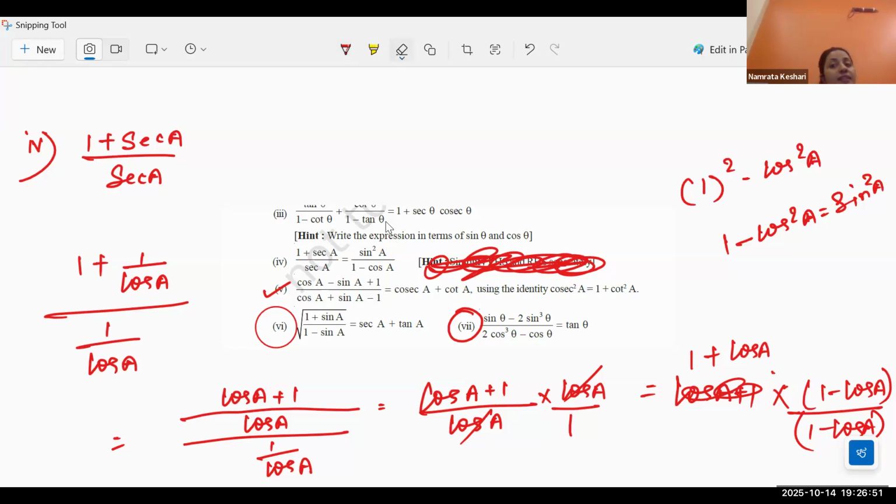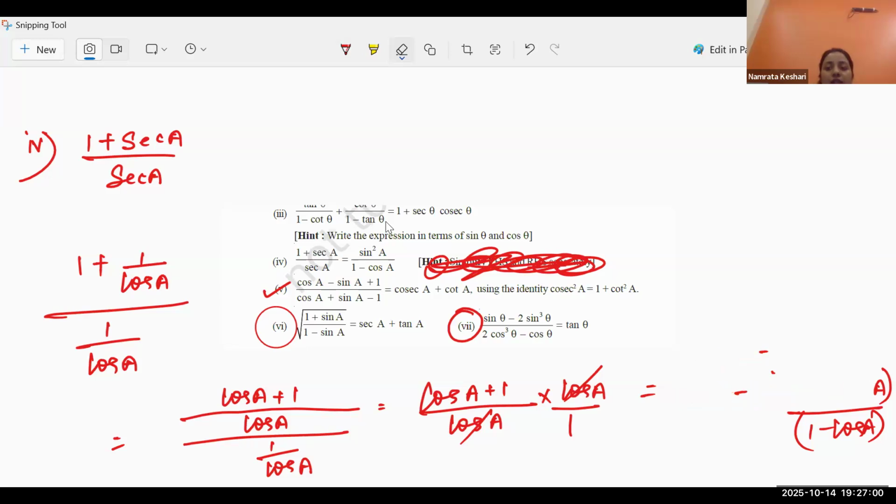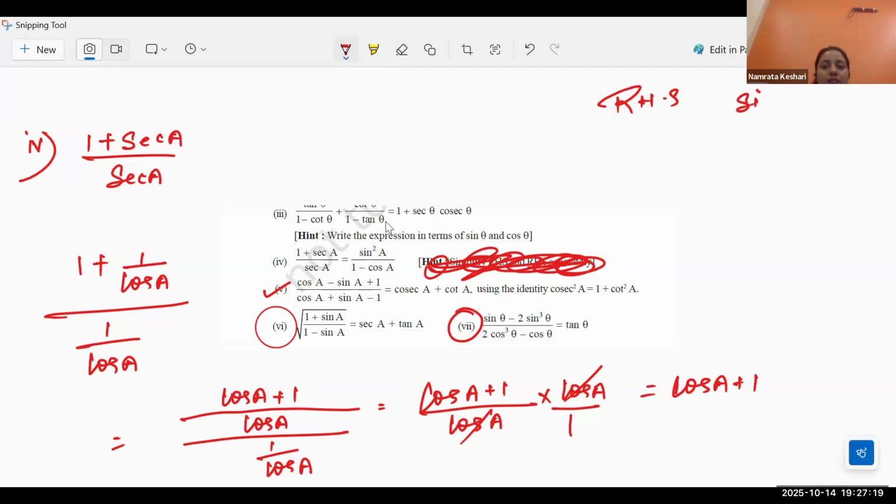Yes, ma'am. Okay, but if you are not getting all this, then you are allowed to work with the RHS. You can go and take RHS, and now you can work on RHS. Maybe from there also you will be getting the same thing which you have obtained from LHS. So from LHS we have got cos A plus 1. Separately, if I take RHS, that is sine square A by 1 minus cos A.